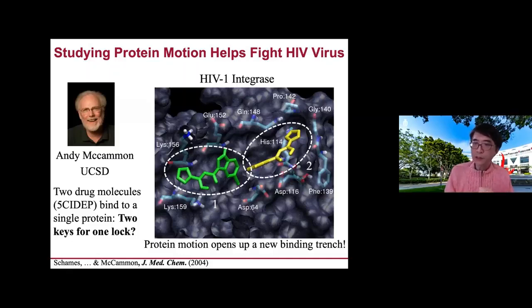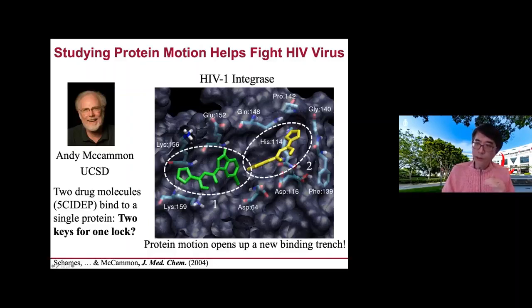And the function of this protein is to help integrate the viral genome into the host genome so that the virus can hijack the human cells to replicate itself. Now, this protein is very critical to the function of the virus. So if you can block the function of this protein, you're going to kill the HIV virus. Right? So drugs have been developed in the market, especially from a company called Merck in the United States. And this drug is able to target this particular binding site.